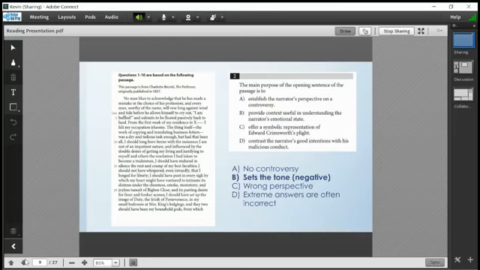Provide context useful in understanding the narrator's emotional state. So again, it's setting the tone. In this case, it's negative. We don't have the overt negativity in the answer choice that we would like to see, so it does make this question a little bit more challenging. But nonetheless, it is still setting the narrator's emotional state, which we have set up to be negative. Look at answer choice A. There is no controversy. There's nothing really to support the answer choice here.